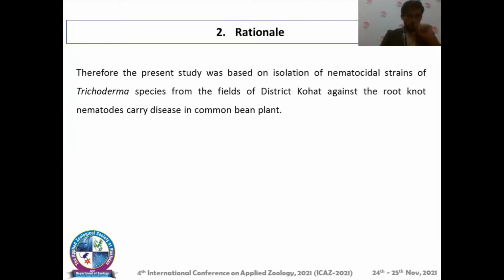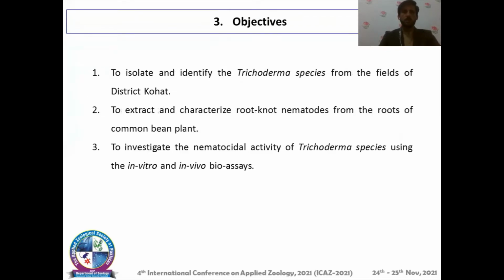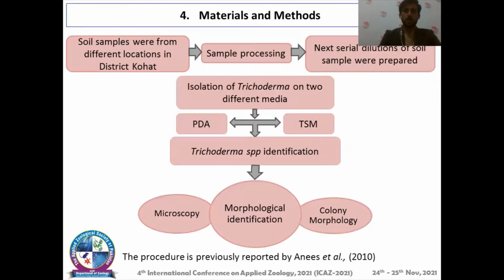Rationale. Therefore, the present study was based on isolation of nematocidal strains of Trichoderma species from the fields of district Cohort against the root knot nematodes causing disease in common bean plant. Objectives. The objectives are to isolate and identify the Trichoderma species from the fields of district Cohort, to extract and characterize root knot nematode from the roots of common bean plant, and to investigate the nematocidal activity of Trichoderma species using in vitro and in vivo bioassay.